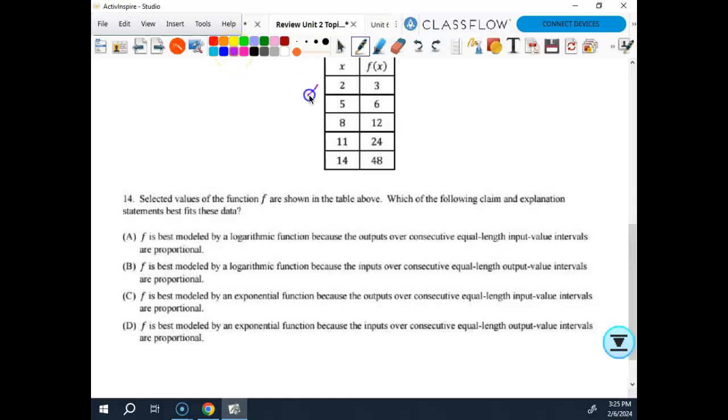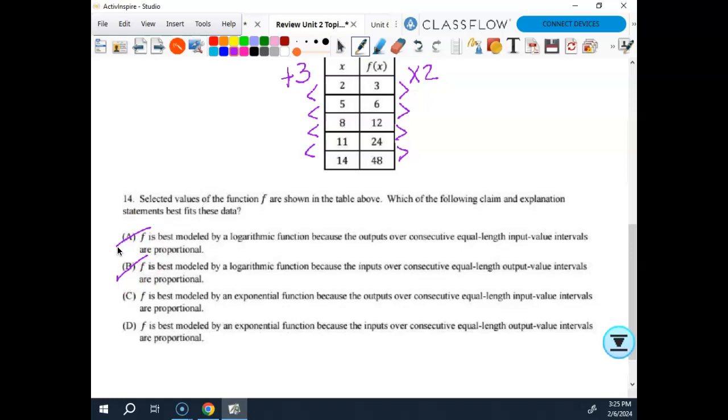Okay, so when I look here is what's happening with my x's, because this is asking me which one of the statements, and so I have to decide if it's logarithmic or exponential, and then why. So my x values, I'm just adding 3 each time. My y values are being multiplied by 2. So that tells me it's exponential, so I can knock out my logarithmic, okay?